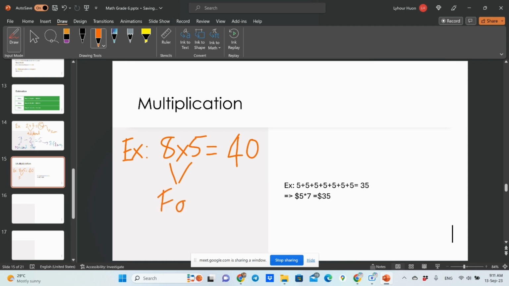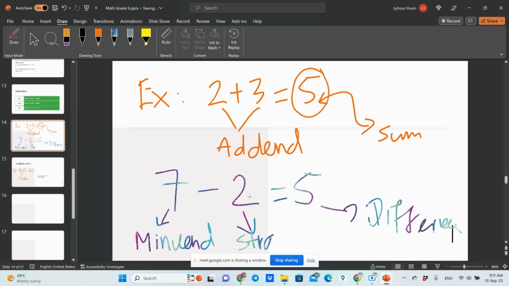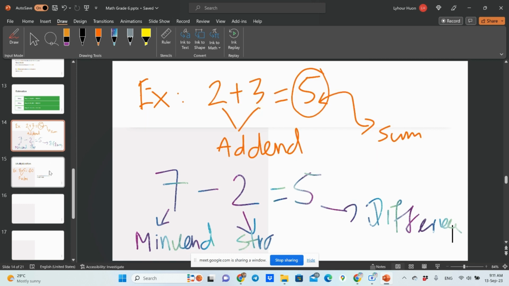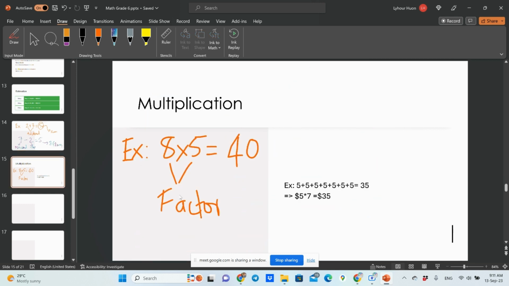Why do these two have only one name, but in subtraction we have two names? Like minuend and subtrahend are different, but addends, these components are the same. 2 and 3 are called addends. In multiplication, these two components are called factors because it's commutative, right? 8 times 5 or 5 times 8 will be the same. 8 times 5 is 40, and 5 times 8 is also 40.